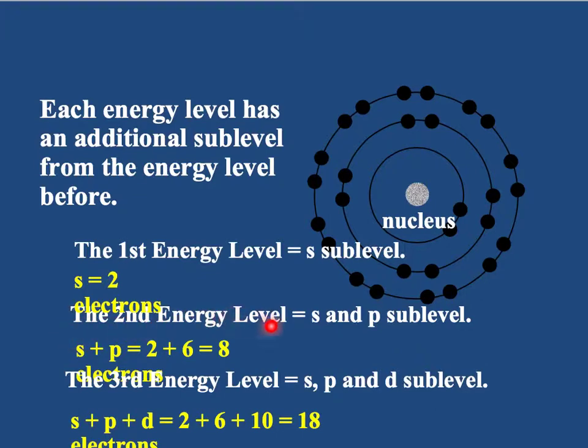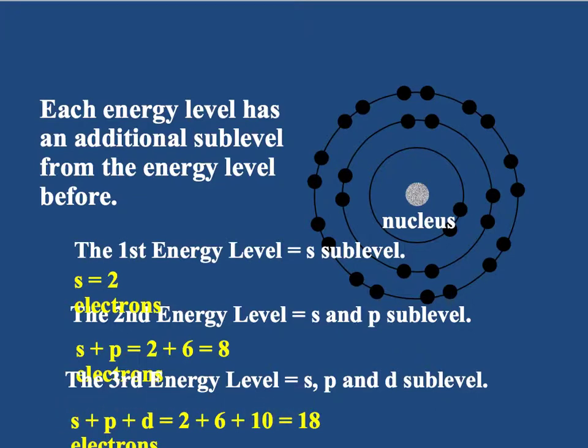The second energy level is S and P. Remember I said they're sublevels? So energy level number 2 has 2 sublevels, S and P. Together they can hold 8, because S by itself holds 2 and P by itself holds 6. So 2 plus 6 equals 8. So the second energy level holds 8.